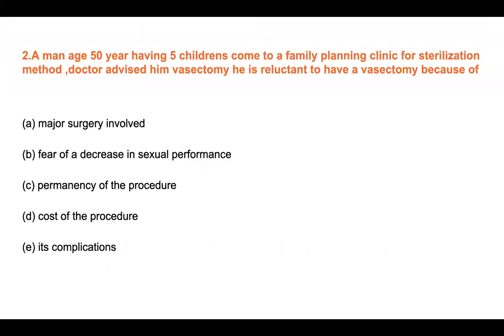Now come to the second MCQ. A man aged 50 years having 5 children comes to a family planning clinic for a sterilization method. Doctor advised him vasectomy. He is reluctant to have a vasectomy because of A, major surgery involved, B, fear of decreased sexual performance, C, permanency of procedure, D, cost of the procedure, and E, its complications. B is the right answer: fear of decrease in sexual performance.